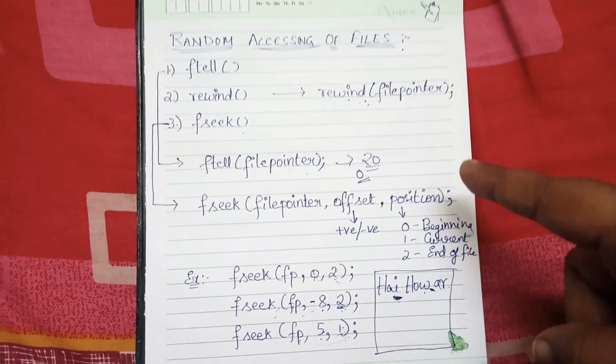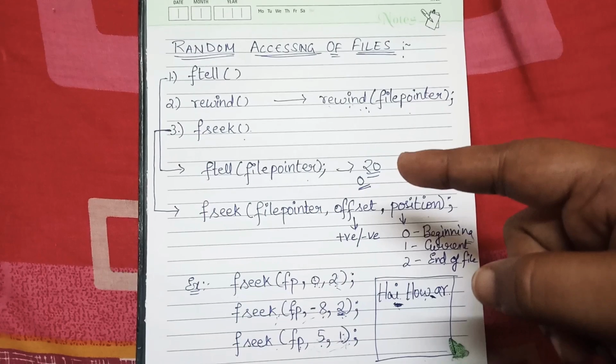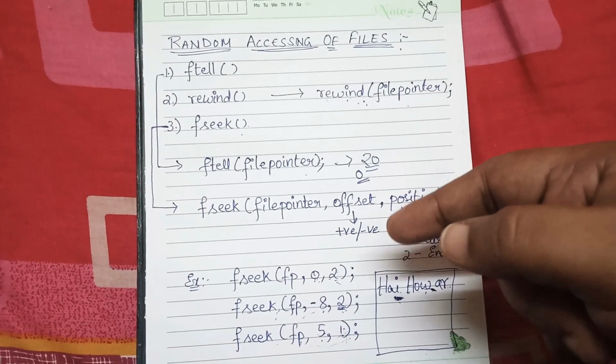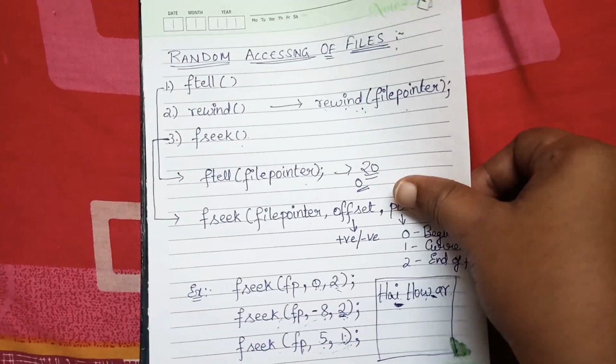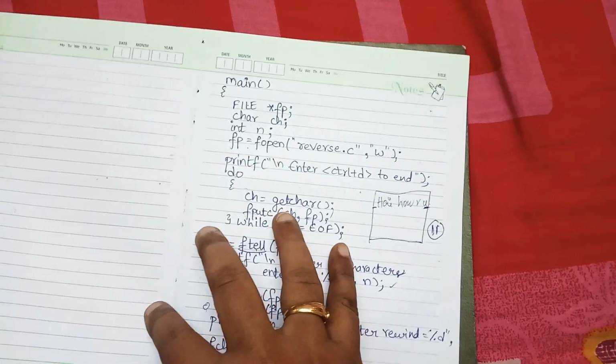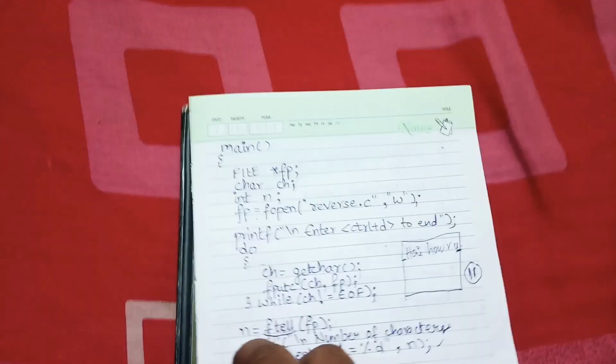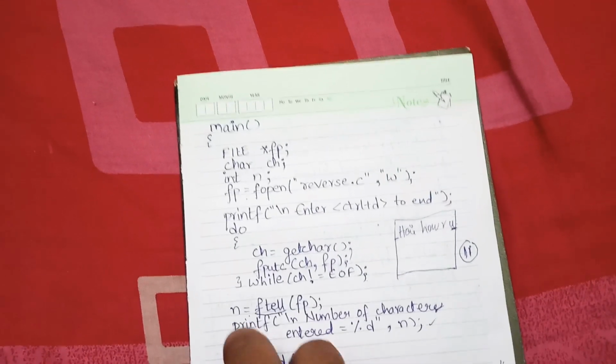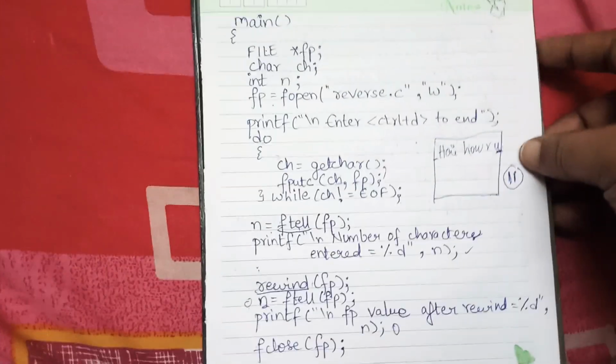As already discussed in the previous session, we have some random access file functions called ftell, fseek, and rewind. Now, using those functions, we are going to write a program where we try to find out the total number of characters in the given file, and then we are going to reverse the contents of the file. So we'll see how that program works.